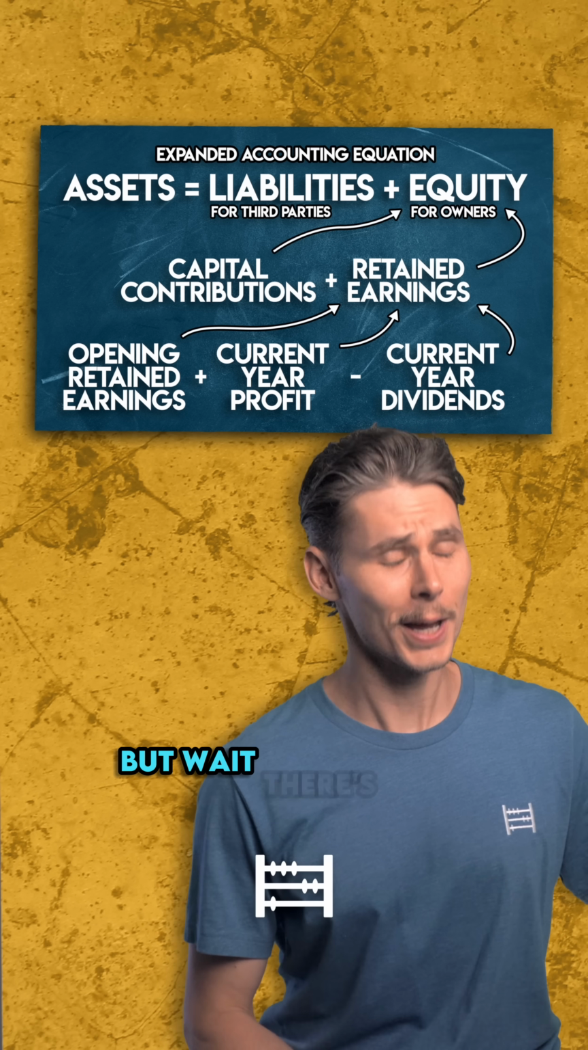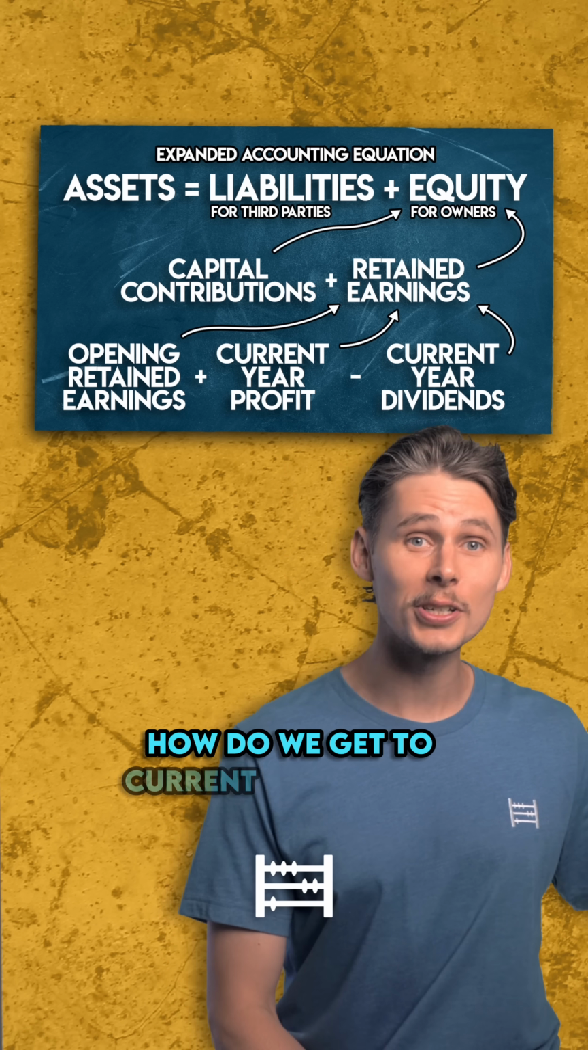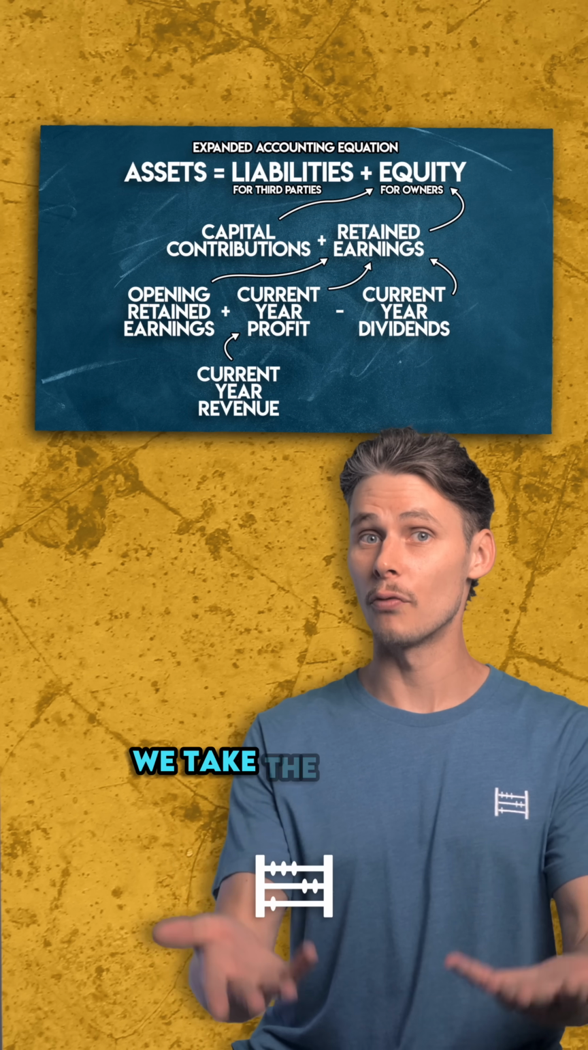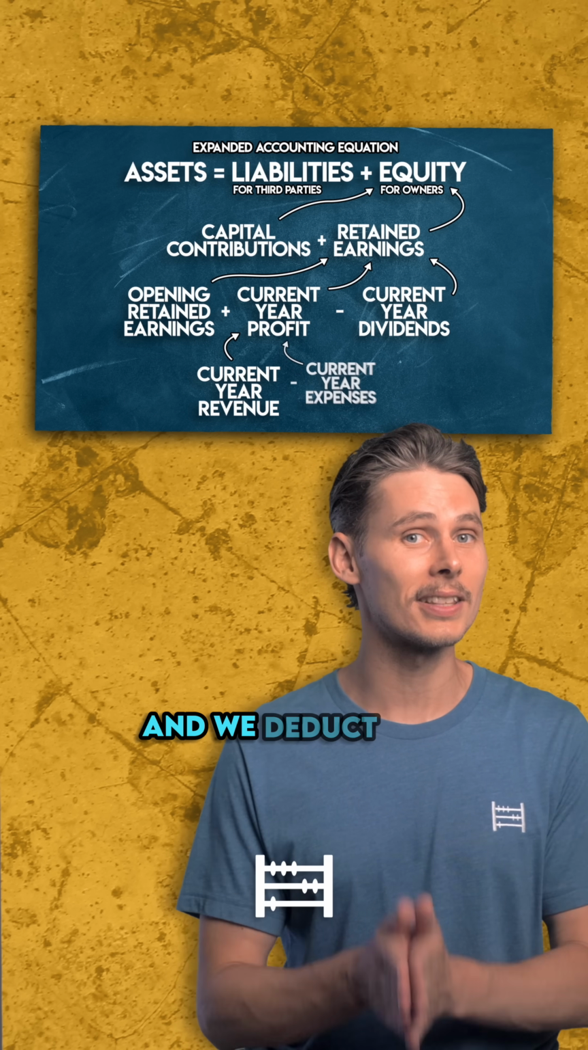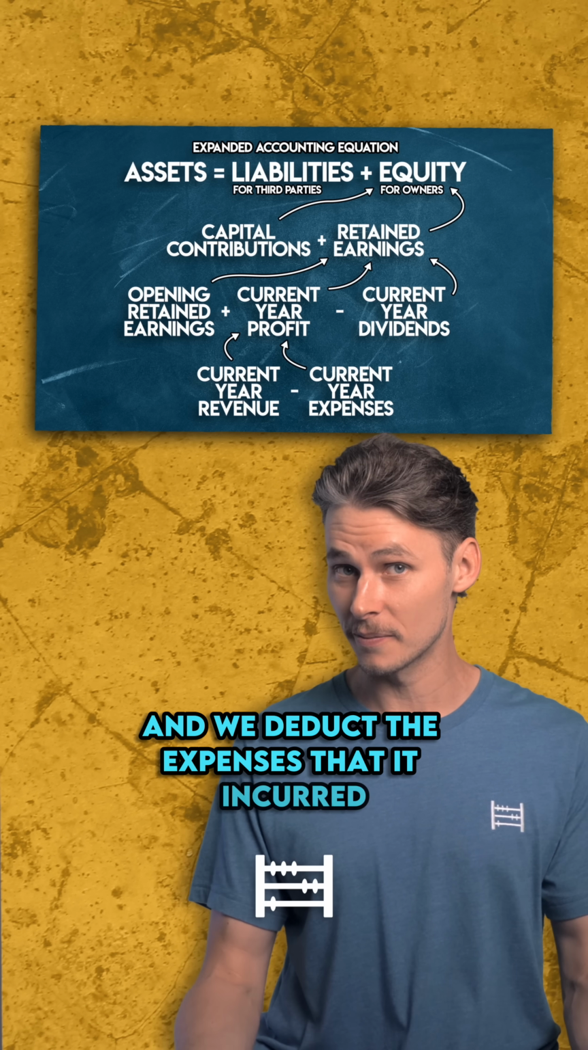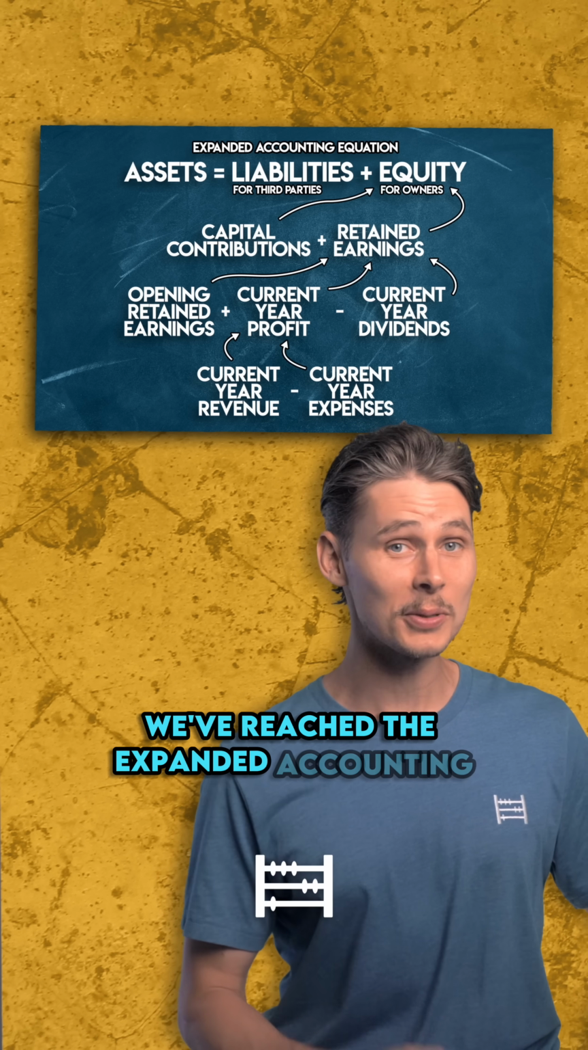Haha, but wait, there's more. How do we get to current year profit? We take the revenue that a business earned over the current year, and we deduct the expenses that it incurred. We've reached the expanded accounting equation.